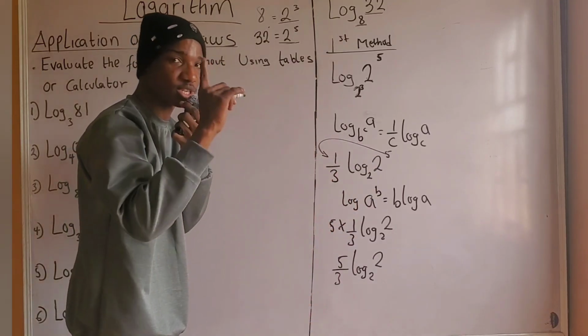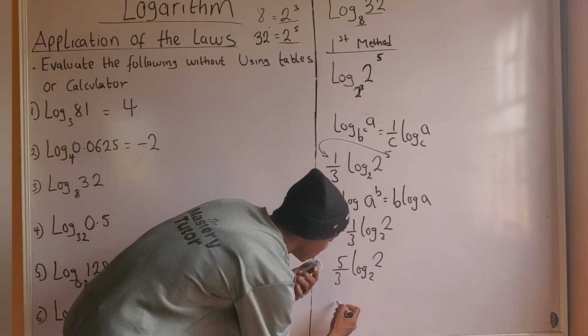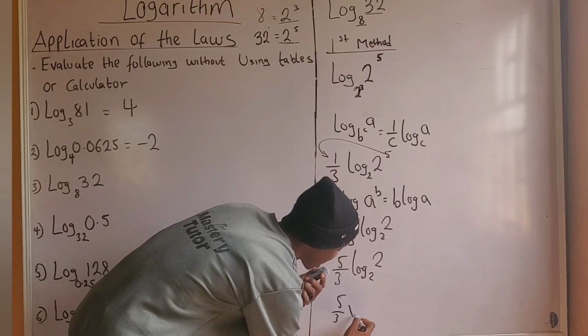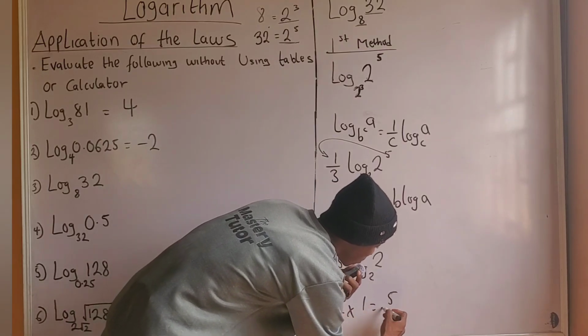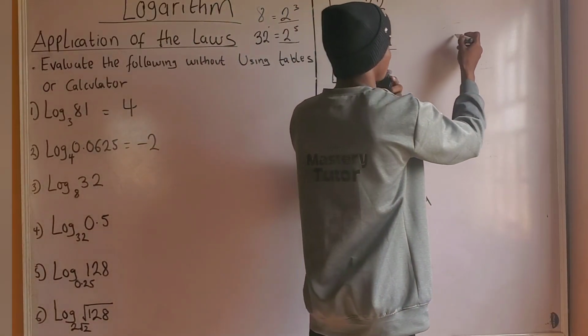Log 2 base 2 is what? It is 1, because the logarithm of a number to the same base is 1. So I'm going to have 5 over 3 times 1. This is equal to 5 over 3, which is the answer. Okay, now let's look at the second method.